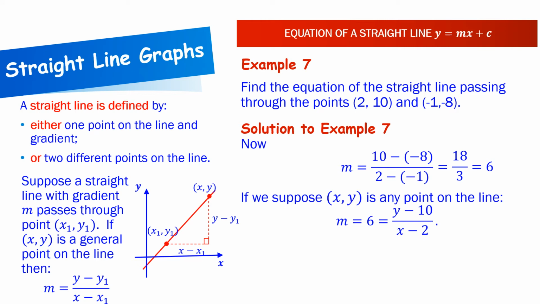If we suppose (x, y) is any point on the line, then m equals 6 equals y minus 10 over x minus 2. Therefore, multiplying out gives the equation shown. And finally, tidying up gives us y equals 6 times x minus 2.